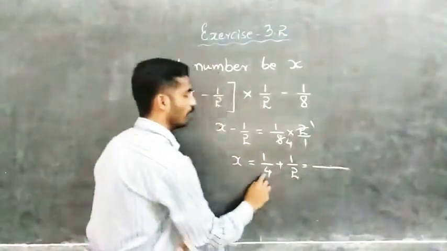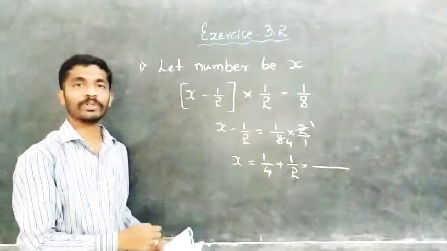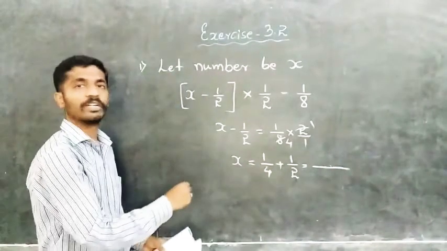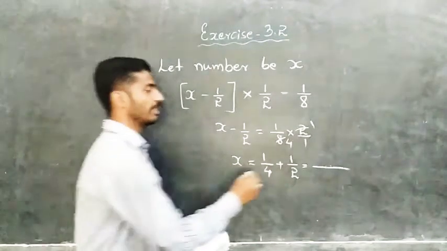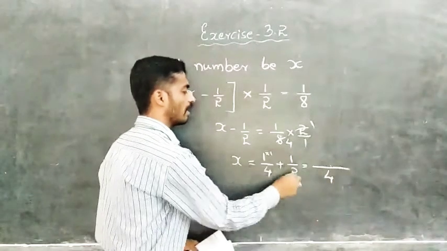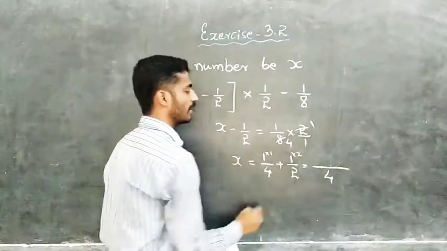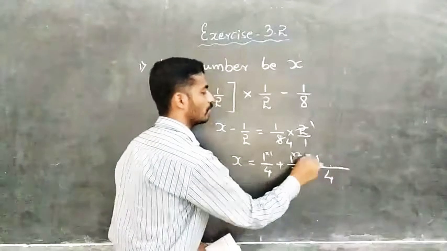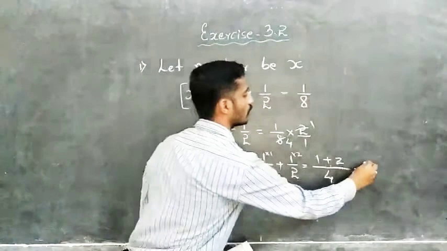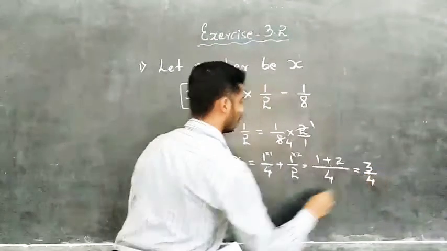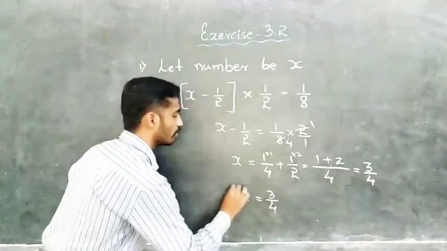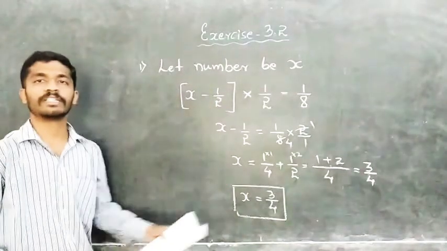See here, 1 by 4 and 1 by 2. What do we have to do? Just take the LCM of the denominators, 4 and 2. What is the LCM of 4 and 2? That is 4. So 4 ones are 4, 2 twos are 4. 1 ones are 1, 2 ones are 2. So here you will get 1 plus 2, that is 3 by 4. So our number is what? 3 by 4. So the required number is 3 by 4.